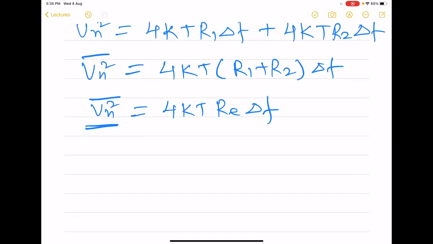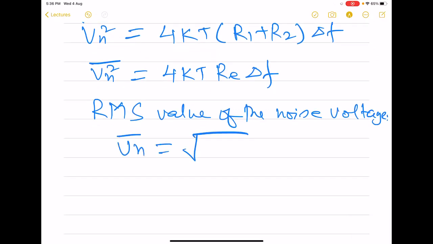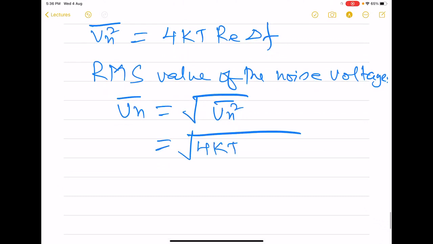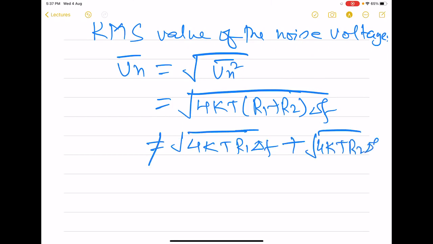But now let us see what will happen to the RMS value. Can they also be added? So the RMS value is going to be the square root of the mean square value that we have found out. So here we can write it 4kT (R1 plus R2) delta F. Now we can see that this is not equal to 4kT R1 delta F plus 4kT R2 delta F. So this is not equal to the sum of the individual voltages.